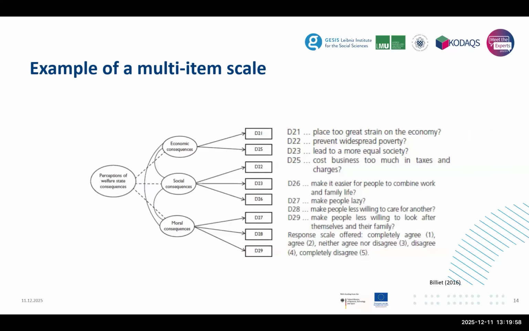Yeah, also to give you a brief example of what I just explained. Here's an example for perceptions of welfare state consequences. That is basically the overall concept. And then we have the latent constructs of economic consequences, social consequences, moral consequences. With these different questions, as a manifest part, we can approach these latent constructs by asking really targeted questions, for example, "prevent widespread poverty" as an indicator for economic consequences.